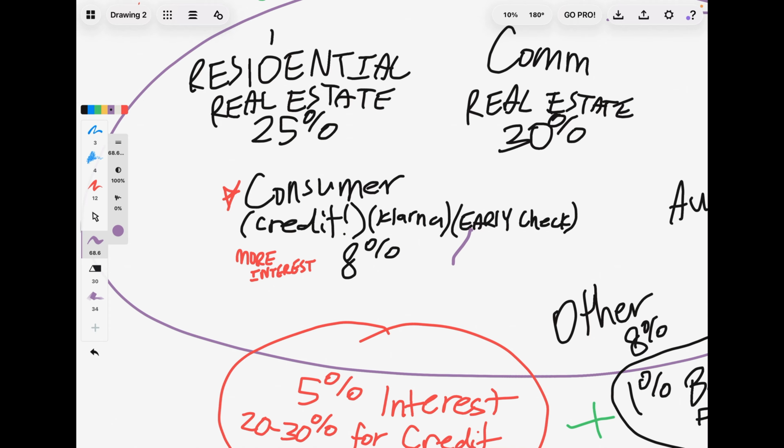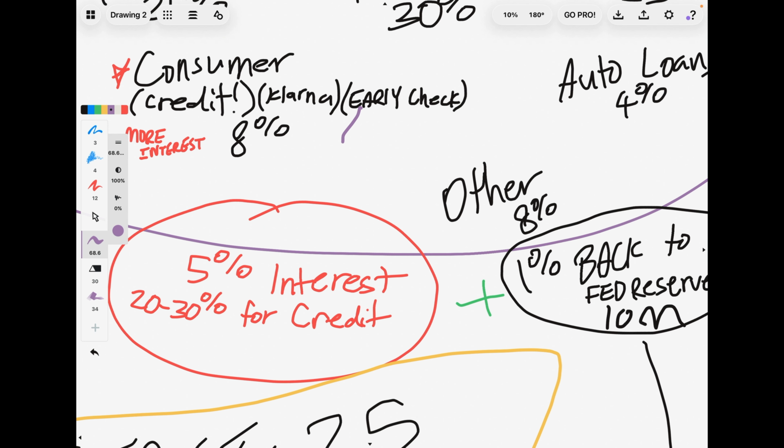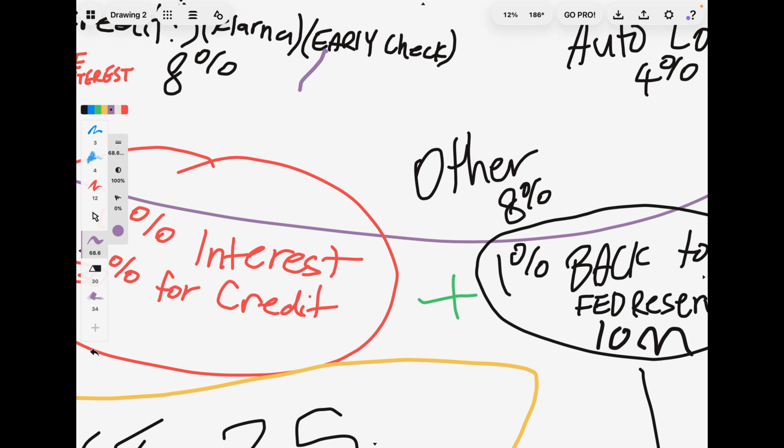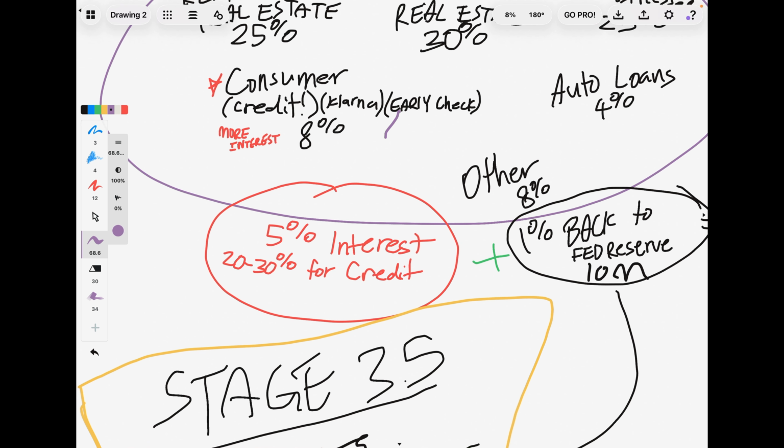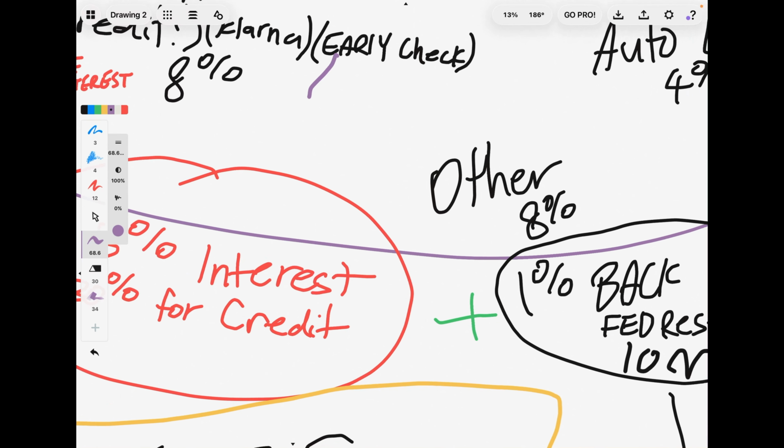Those are like places where, let's say you have a $200 check coming from your job, you can get that out early instead of having to wait till Friday. Those have interest, those have fees. That all goes to the bank. Now, this is the next stage, that stage 3.5 we're getting into after I go over this.